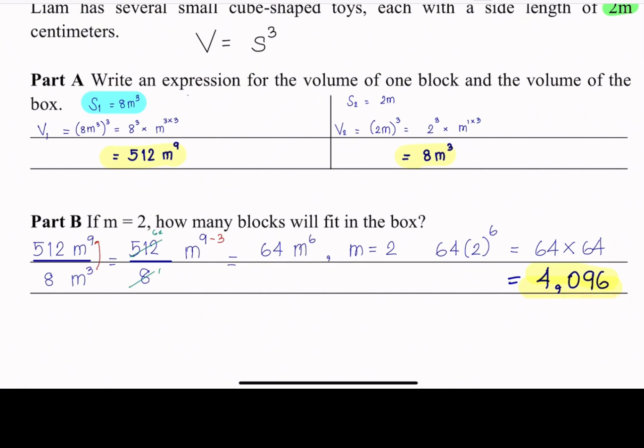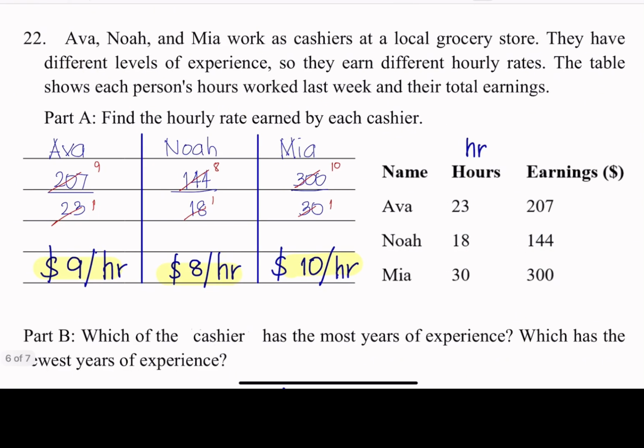4096. Question number 22. Ava, Noah, and Mia work as cashiers at a local grocery store. They have different levels of experience, so they earn different hourly rates. The table shows each person's hours worked last week and their total earnings. Part A. Find the hourly rate earned by each cashier.